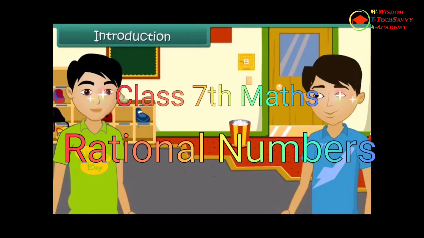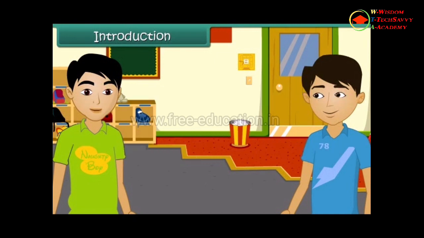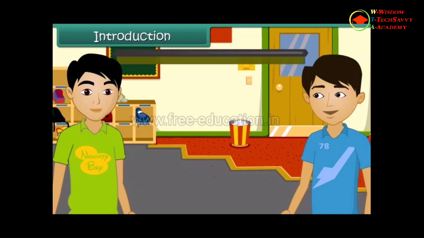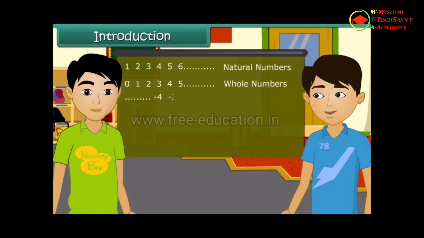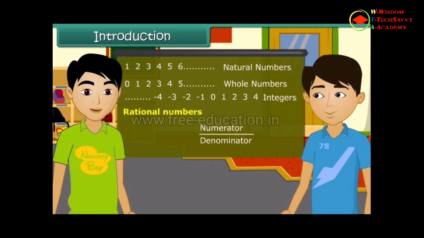Introduction. What are you doing, Amit? Hey Rahul, come. Today our maths teacher taught us a new topic, rational numbers. I know about natural numbers, whole numbers and integers. But what are the rational numbers? These numbers are in the form numerator by denominator, where numerator is either 0 or a positive integer and the denominator a positive integer. I did not understand. Come, I will explain you.